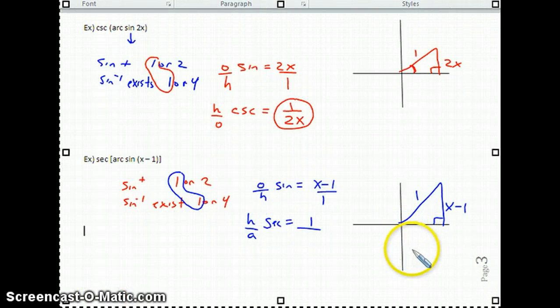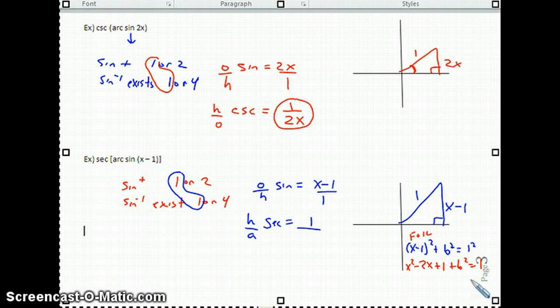So if I'm going to find that, I'm going to have to use the Pythagorean theorem. (x minus 1) squared plus b squared equals 1 squared. And to actually use the Pythagorean theorem here, I'm going to have to FOIL this. So that'd be x squared minus 1x minus another 1x would be minus 2x plus 1.